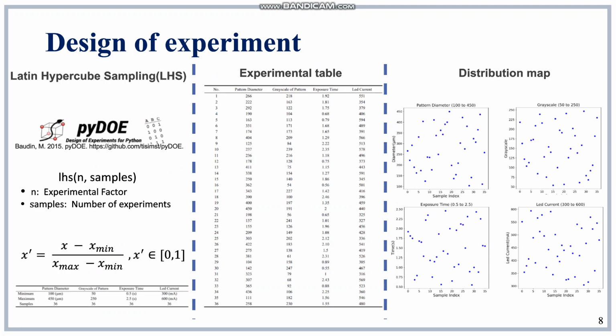In the design of experiments part, we use Latin hypercube sampling, as I mentioned before, to generate a set of design points, which helps reduce the experimental workload while preserving data diversity. This enables machine learning model training with few examples. Instead of testing hundreds of combinations, as you can see here, LHS helps us cover the design space with only 36 experiments, which saves time and resources.